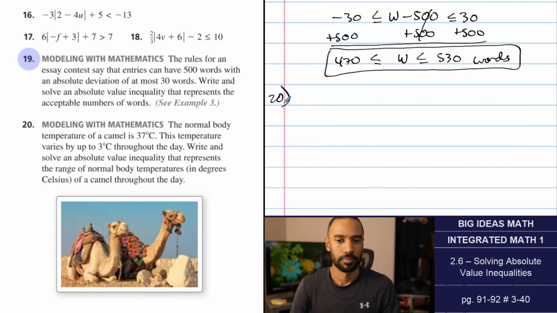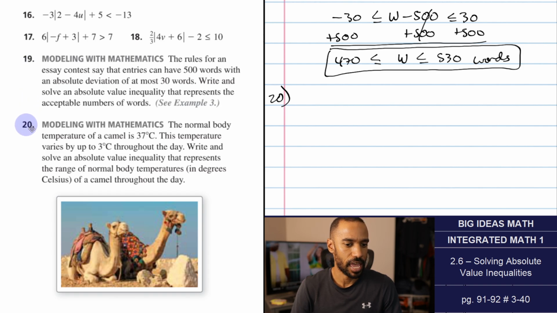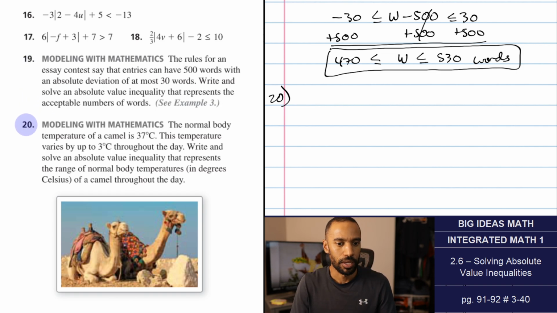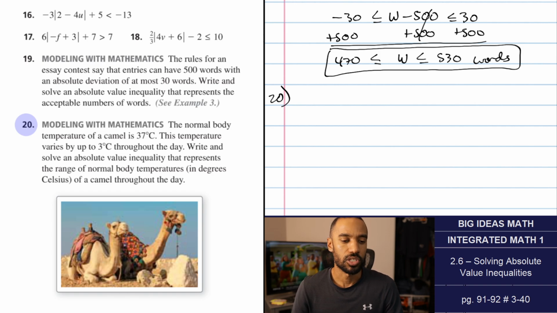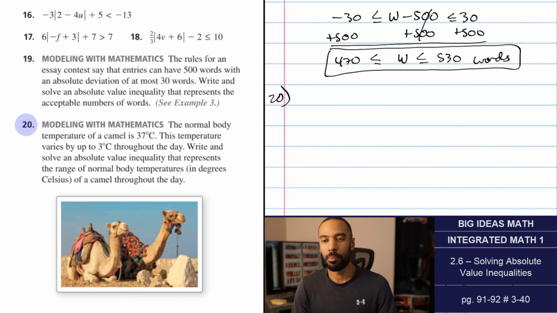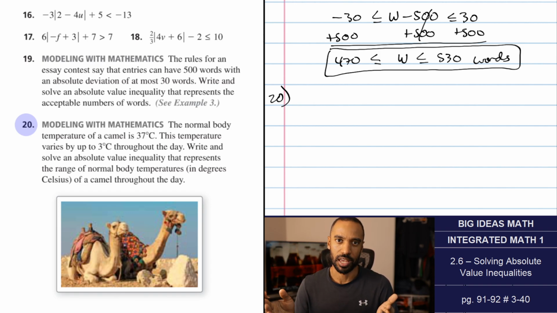Okay, number 20. The normal body temperature of a camel is 37 degrees Celsius. This temperature varies by up to 3 degrees Celsius throughout the day, plus or minus 3 degrees. Write and solve an absolute value inequality that represents the range of normal body temperatures in degrees of a camel throughout the day. So again, if you imagine plus or minus 3 degrees from 37, I think we know the answer is going to be between 34 and 40. But let's still practice the inequality bit.